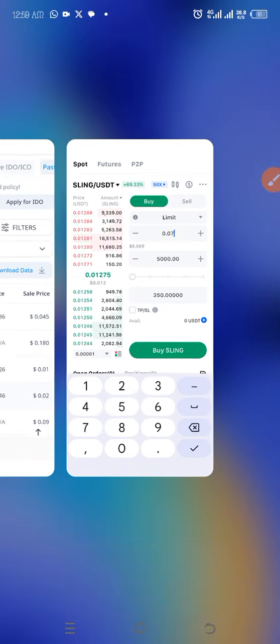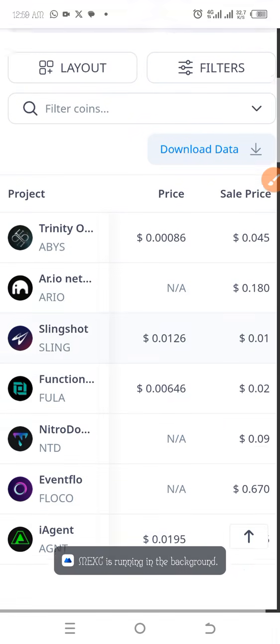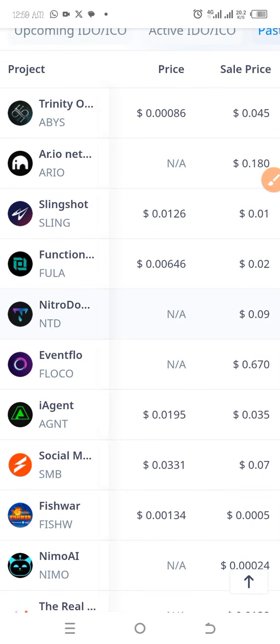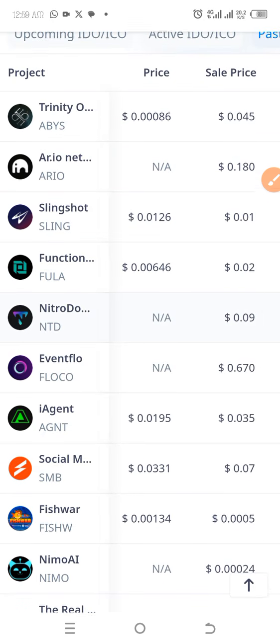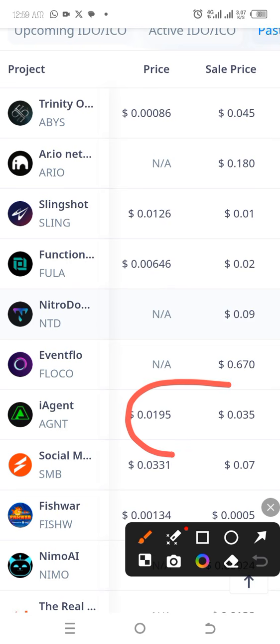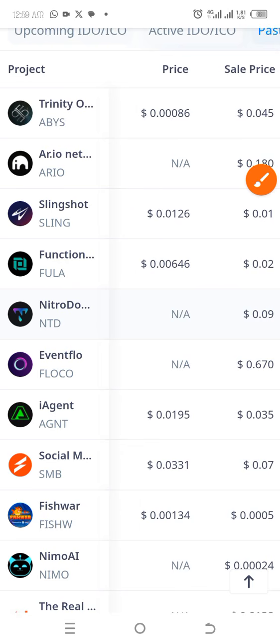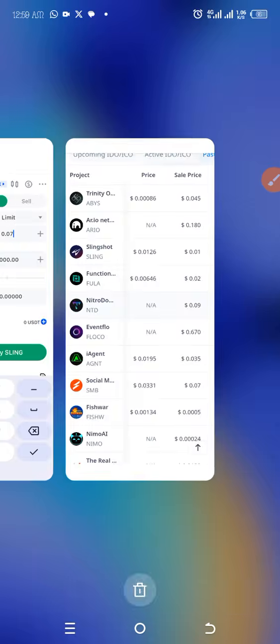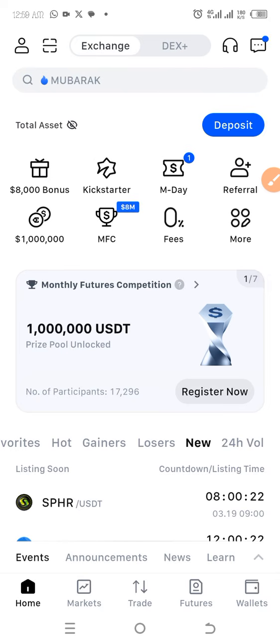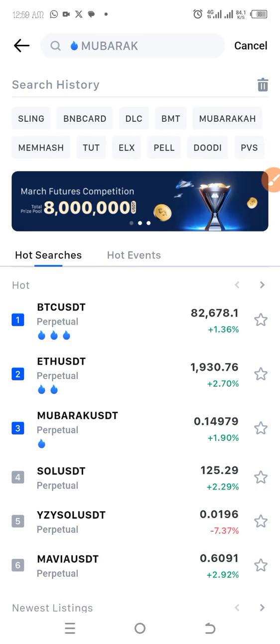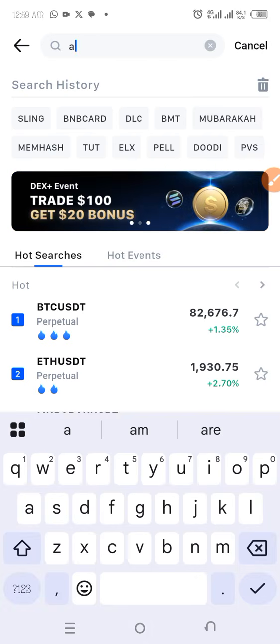So let's check another coin as well. So this is just the price. These Agents, you see these Agents here, it was listed today as well. This was the selling price, 0.035. Although I did not participate in this, it was listed. Let's check its price. The Agents, I think let's search for it. Agents.